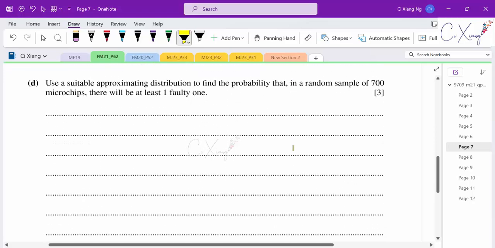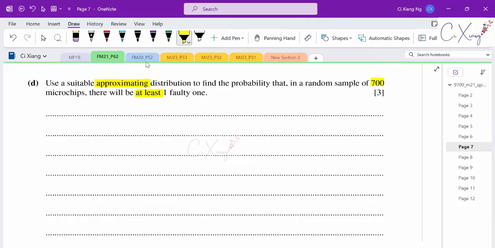Okay, then now again, use a suitable approximating distribution. So you see the keyword approximating distribution again. Now my random sample is not 1000 anymore, it becomes 700. There will be at least 141. Okay, so again, we need to start from the beginning. Instead of 1000 just now, we are having a random sample of 700. So it is still the same rate, where 1 out of 400 microchips is defective.